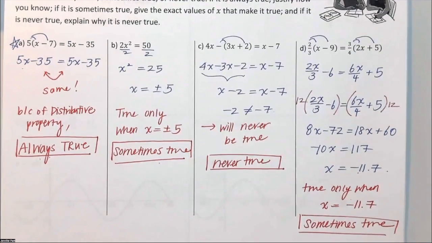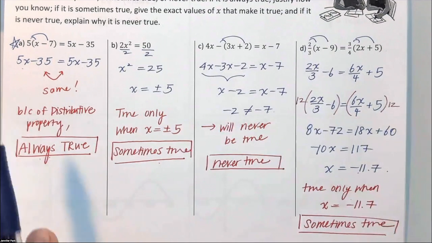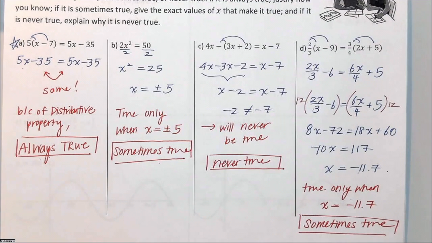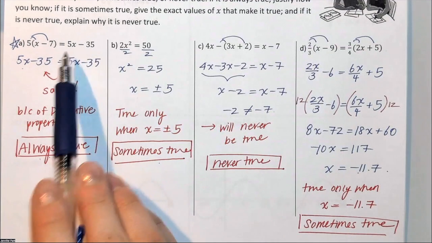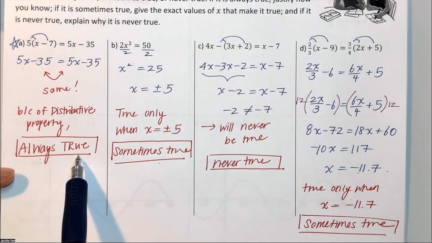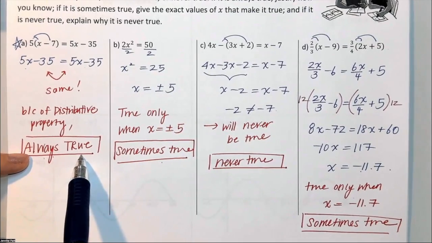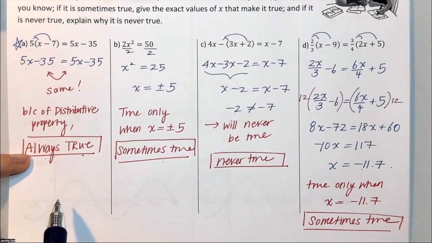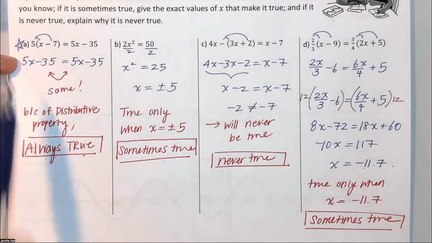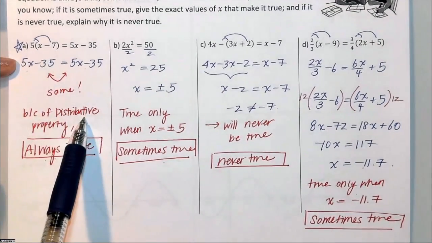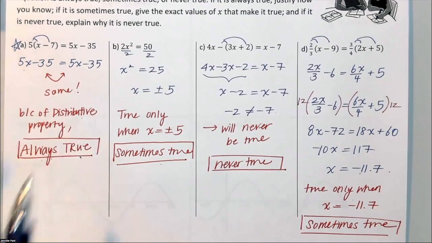And why does all of this always, sometimes, never true matter? What's the importance of it? Well, A was the only one that is always true. And when an equation or something is always true, in math, we say that that is actually a mathematical property, just like this one. This was an example of a distributive property which will always work, meaning it will always be true, and we can use that in other problems as well.